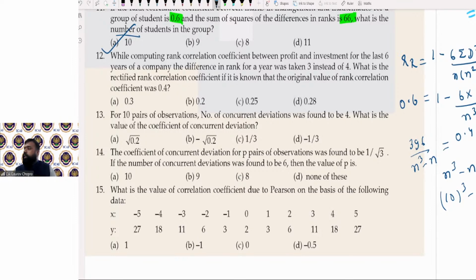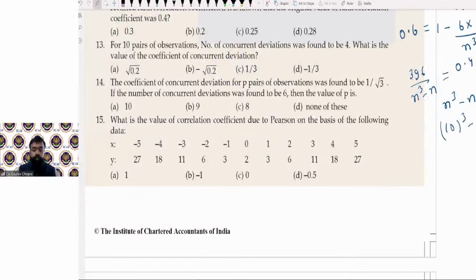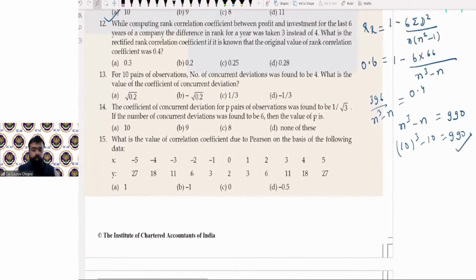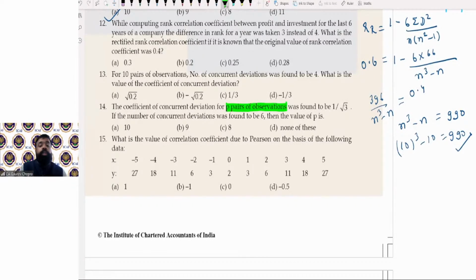Then the next doubt is the 14th question. So let us solve 14 also. The coefficient of concurrent deviation of p pairs of observation. Now you have to be careful with this language. P is basically the number of observations. It was found to be 1 by root 3. So this is the coefficient, that is, correlation.